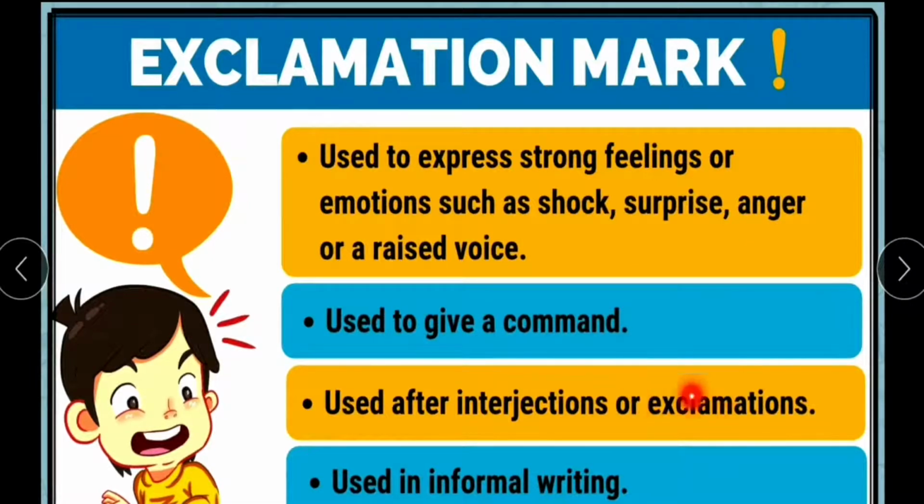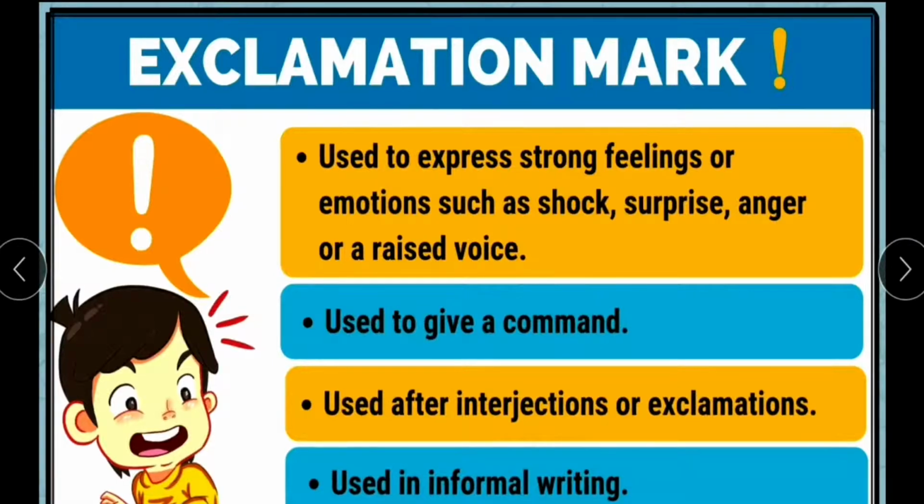Then the interjections or exclamations, we use that. It's the exclamation sentence in case of that one. And in informal writing, we use the exclamation mark. For example, you are writing a letter to your friend or your close ones. That time we use the exclamation mark frequently, means again and again, repeatedly.